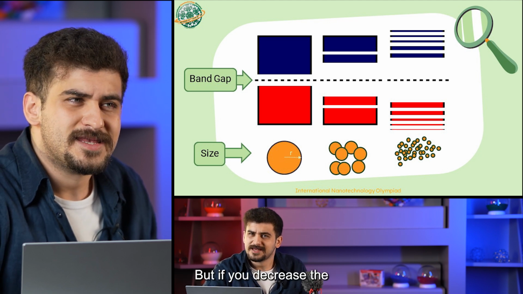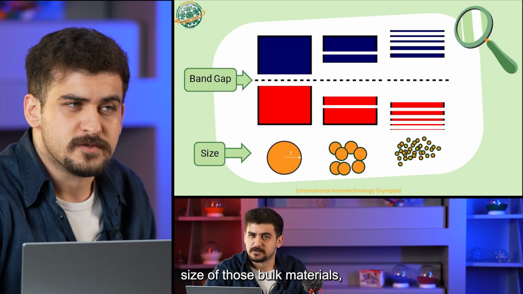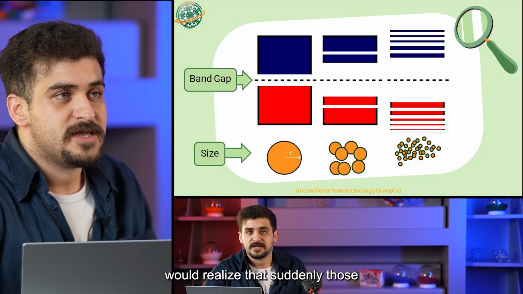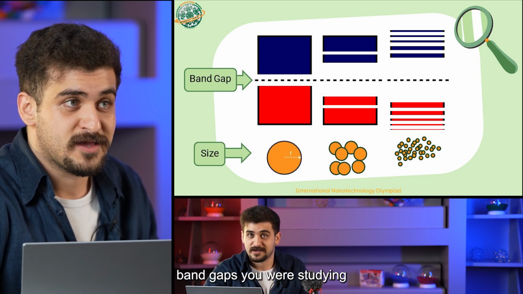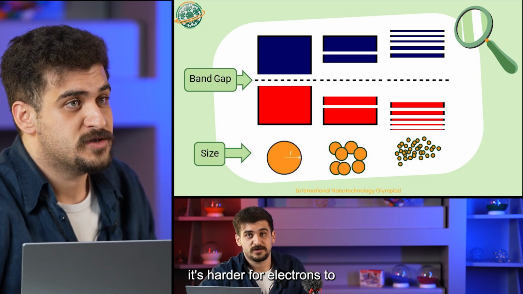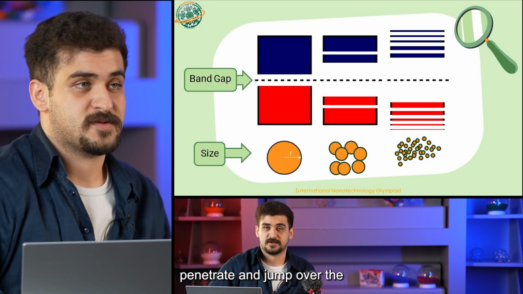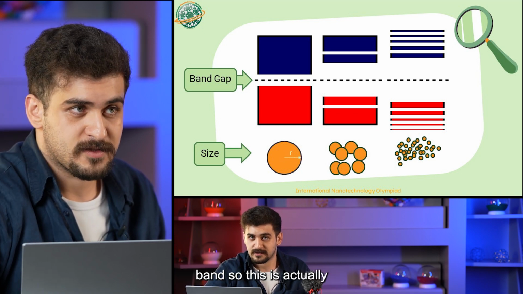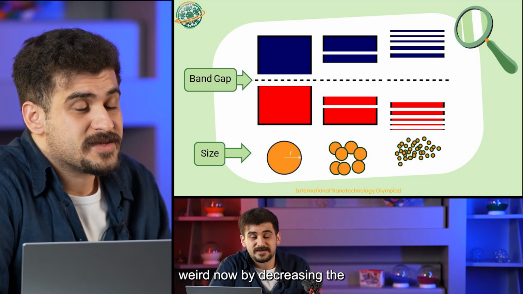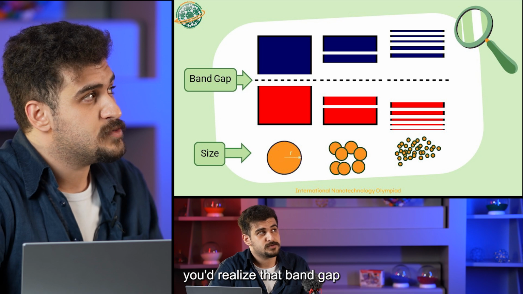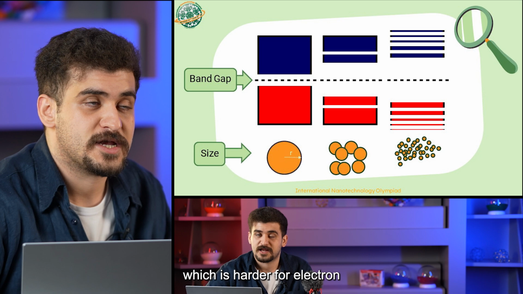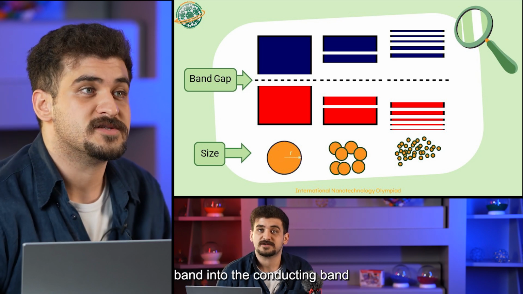But if you decrease the size of those bulk semiconductors, you would realize that suddenly those band gaps you were studying are getting wider and wider. It's harder for electrons to penetrate and jump over from the valence band into the conducting band. So this is actually weird. By decreasing the size of that semiconductor, the band gap is getting wider and wider, which is harder for electrons to jump from the valence band into the conducting band.